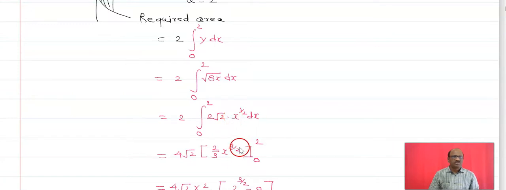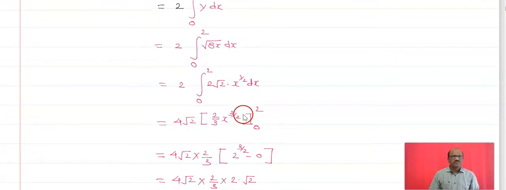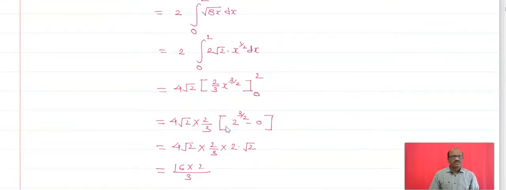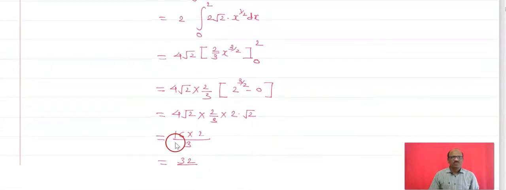It becomes x raised to 3 by 2 upon 3 by 2. It becomes multiplied by the reciprocal, that is 2 by 3 x raised to 3 by 2. Lower limit is 0, upper limit is 2. If you substitute x is equal to 2, then you will get the required answer. 4 root 2 into 2 upon 3. That is 2 into 4 into 2, 8. 8 into 2, 16. 16 root 2 into root 2, again that will be 2 overall. That is 2 raised to 3 by 2, which means 2 into root 2. And overall you will get 16 into 2 upon 3.